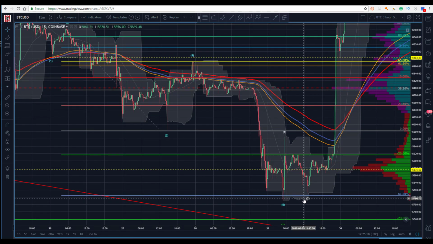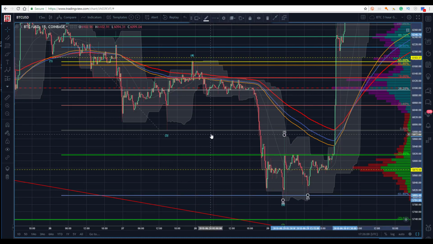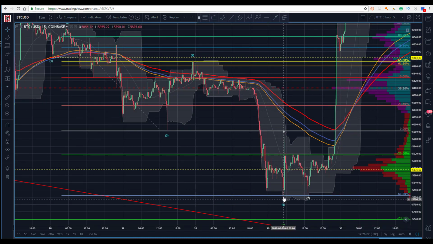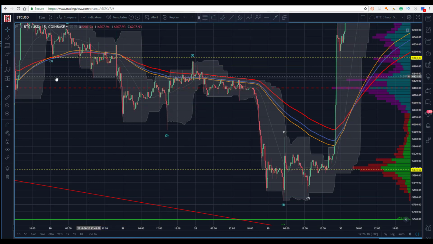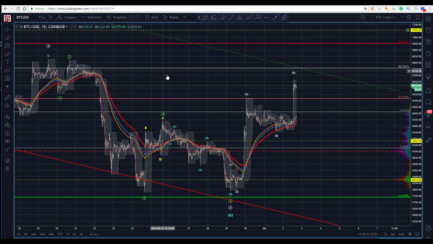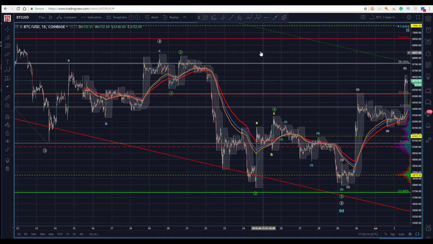So yet again, of course a very, very tricky second, but because we put the low in and then I get this reaction, I'm going with that as my 1, A, B, C into my 2, and then we get the big rip. So I think this is valid. Let me scrunch back up a little bit here. So I think that's a reasonable count.